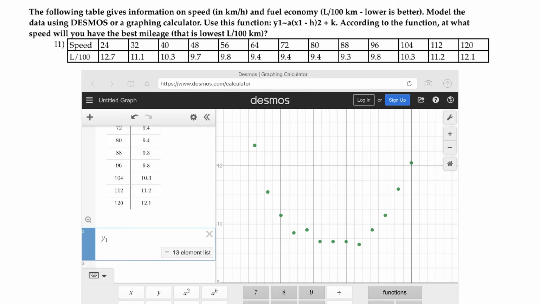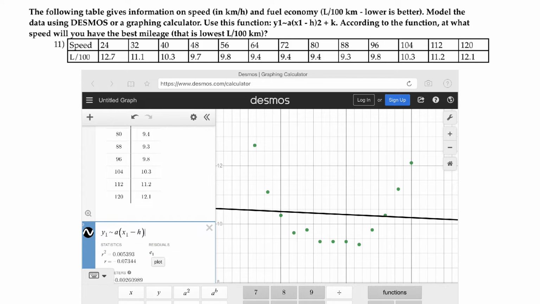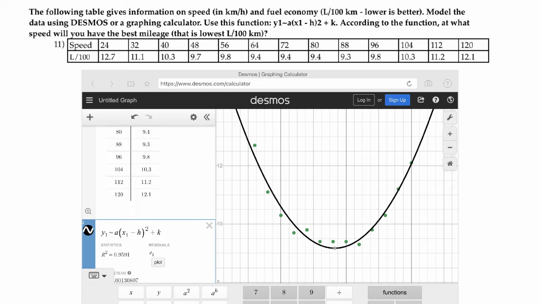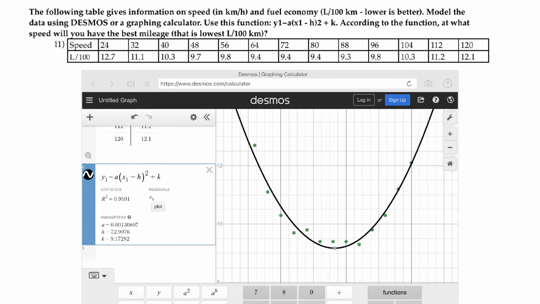So y1 tilde a(x1 minus h), and then this is squared. Up there I didn't put a squared, that should have been up higher. Anyway, squared plus k. Okay, so now Desmos has plotted a function that they think matches those dots there as close as they can.